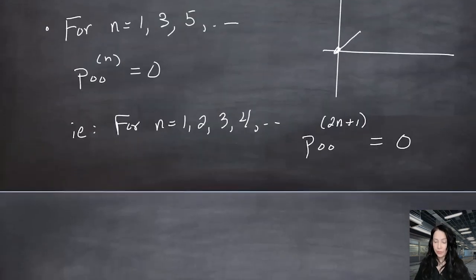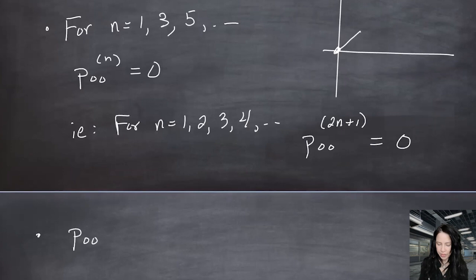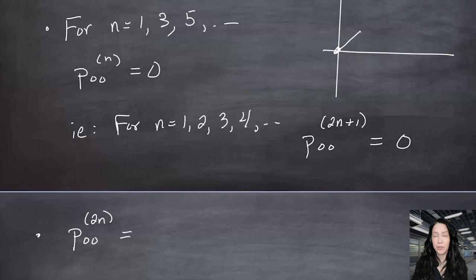So what happens if we have an even number? I'm going to go straight to that. The probability we go from zero to zero in 2n steps, as n is 1, 2, 3 on up, that covers all the even numbers. This is going to be given by the binomial distribution. I don't have time to review that one today, but hopefully you know the binomial distribution.